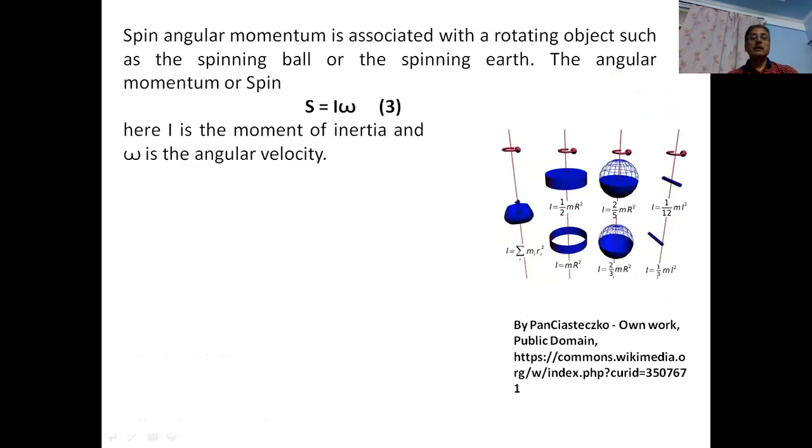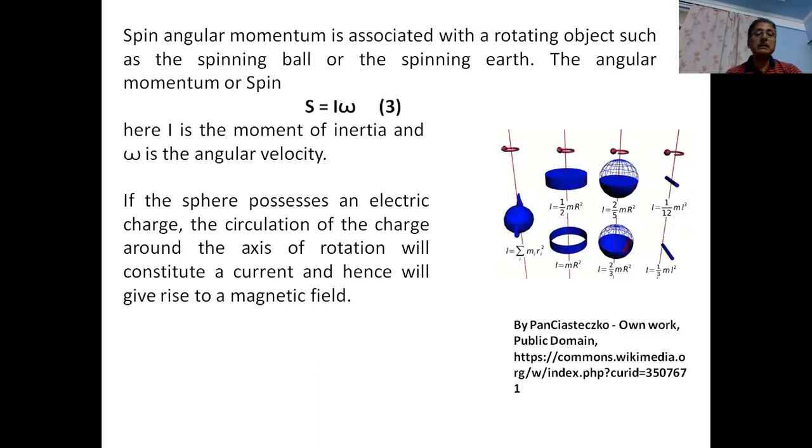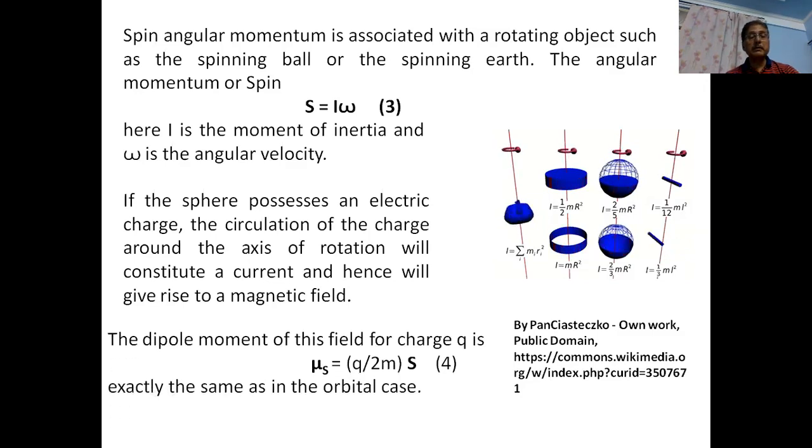Now, in the same way, if we consider the spin angular momentum, that is, bodies rotating about their own axis, then the spin angular momentum is given by S equals I omega, where I is the moment of inertia and omega is the angular velocity. If this sphere also possesses an electric charge, then the circulation of the charge around the axis of rotation will constitute a current, and hence give rise to a magnetic field given by a similar expression as we have seen for the orbital momentum. So this is also given by mu_s equals q by 2m into the spin angular momentum.